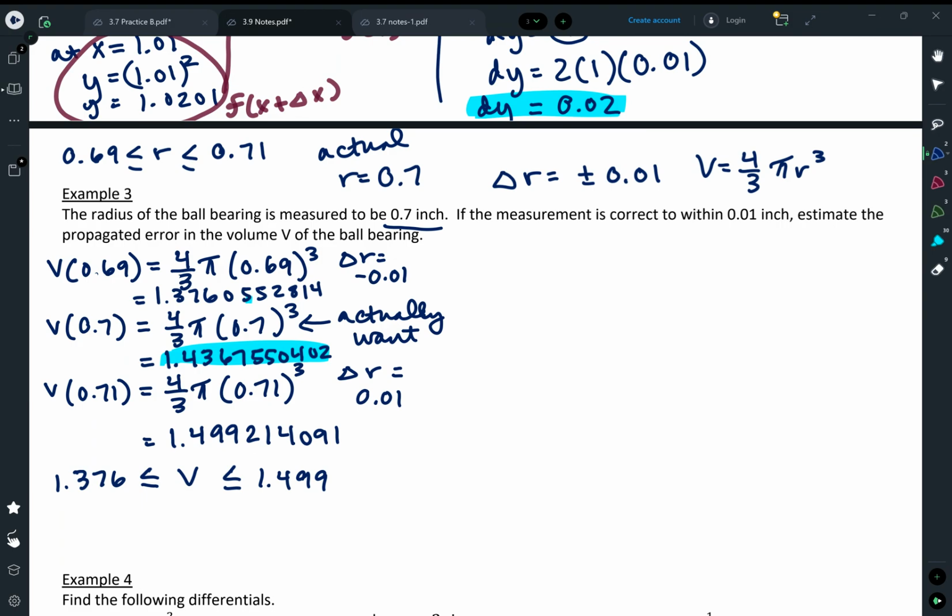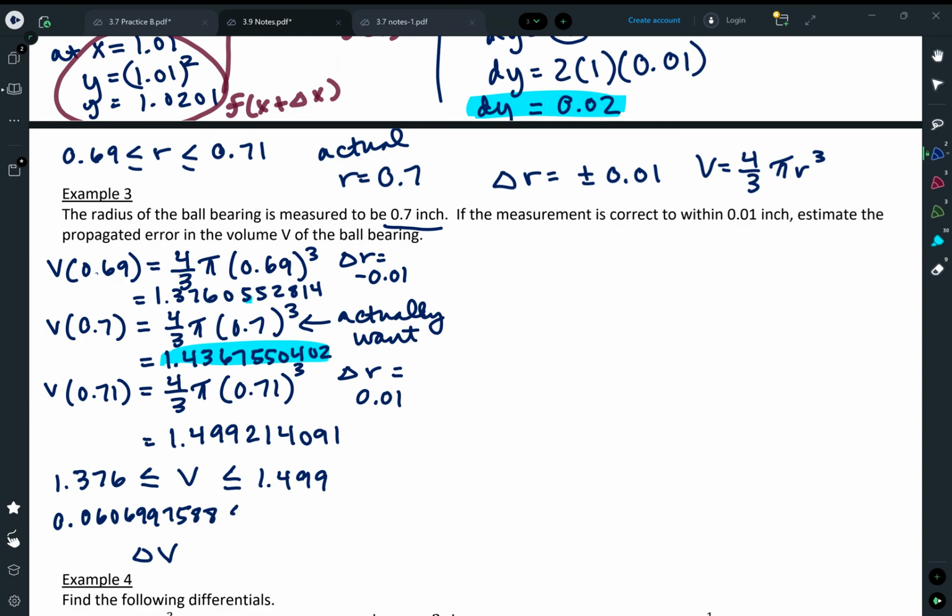So I would want to actually subtract, right? Because I want to know my delta V. That's what I'm really after. So I would have to take this one right here, and I would have to subtract the 1.3760552814. So when I subtract the smaller one, I get 0.60699. These are ridiculously big long numbers.